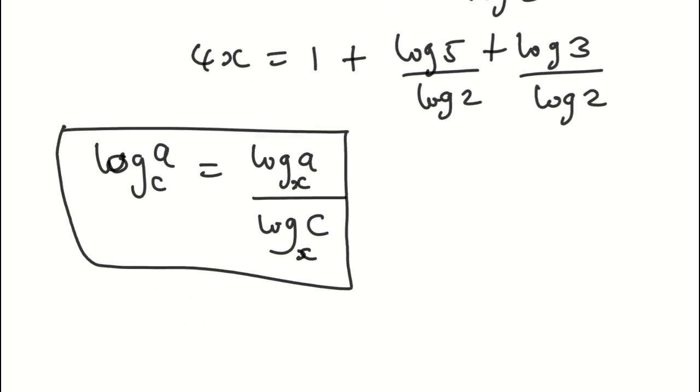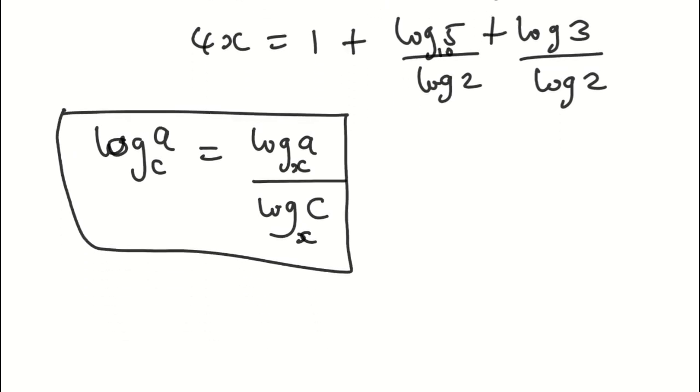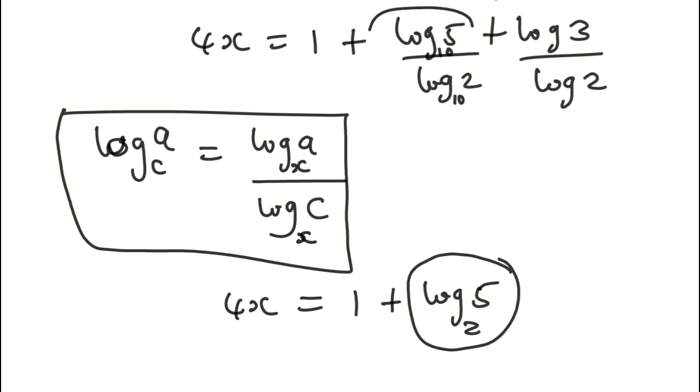So let's bring it in here now. There's a base 10 here, but watch what I'm going to do. So this will be 4x is equal to 1 plus, I will now write log 5 base 2, because if you want to use the change of base rule, you can change it from this to this, where you have a new base as 10. So this is what we call the change of base rule.